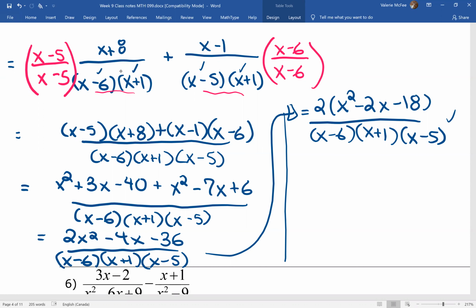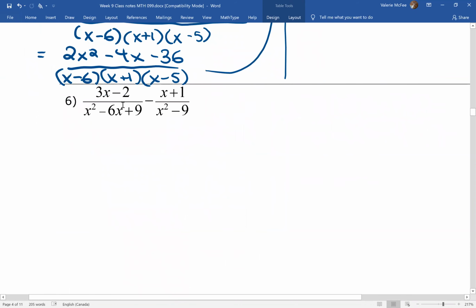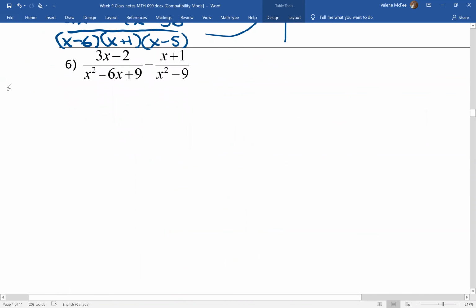What about the restrictions? There are 3 factors in the denominator. That means 3 factors in the denominator containing x. That means I will have 3 restrictions. Why don't you pause your video and give this one a try?